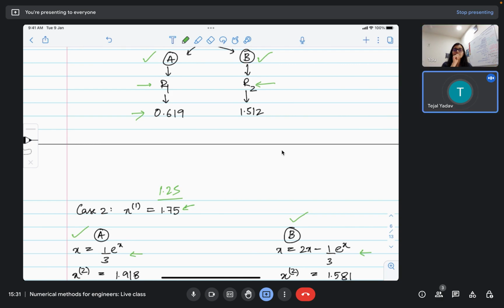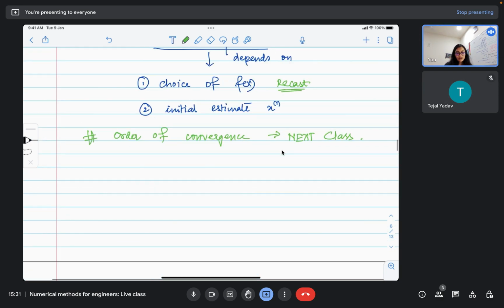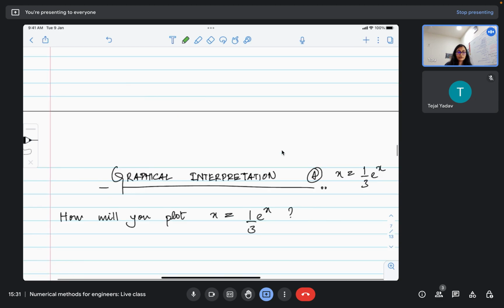No, ma'am. Okay. So now let's go ahead and get a graphical understanding of what we have done so far. In this graphical interpretation, we will try and understand what is happening when we are recasting the equation. You have understood the concept of recasting, right, Tejal, so far? Yes, ma'am. Excellent.